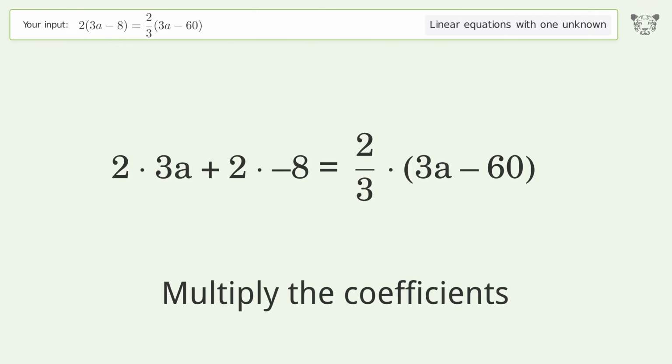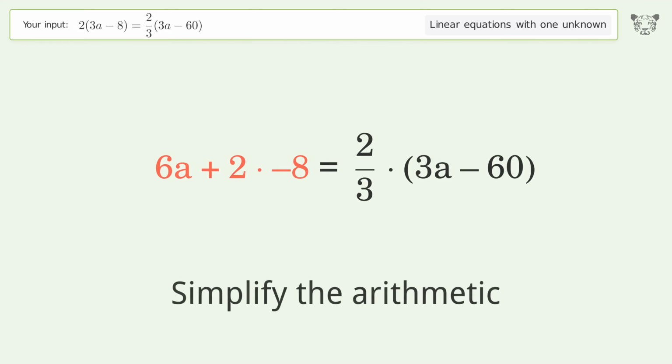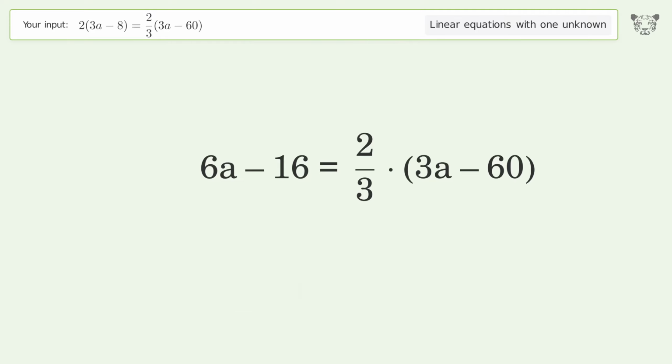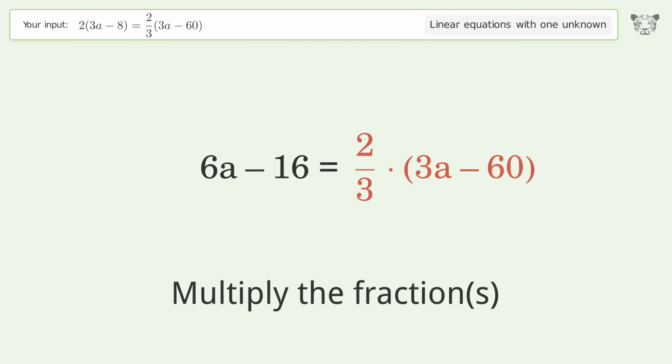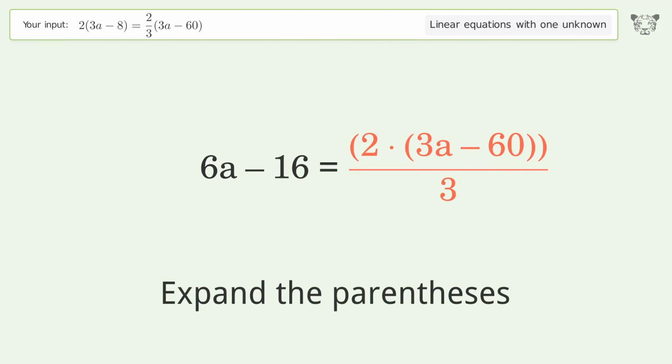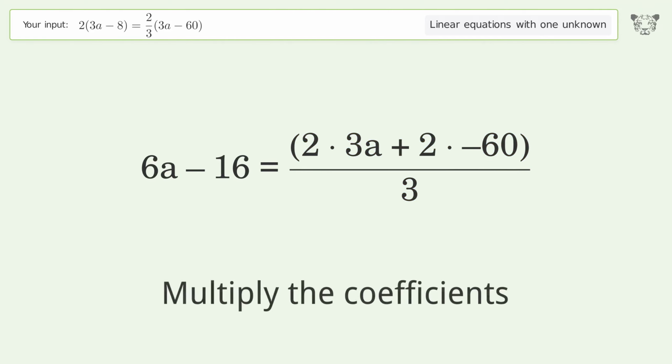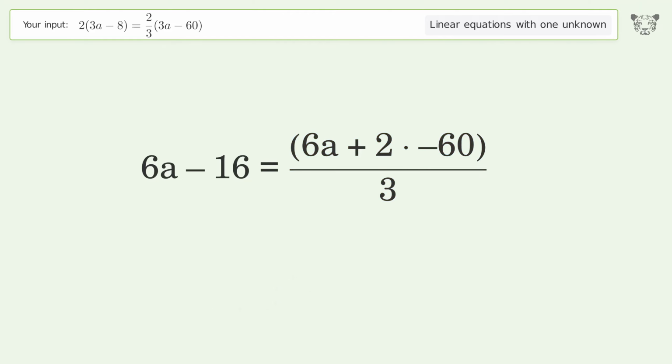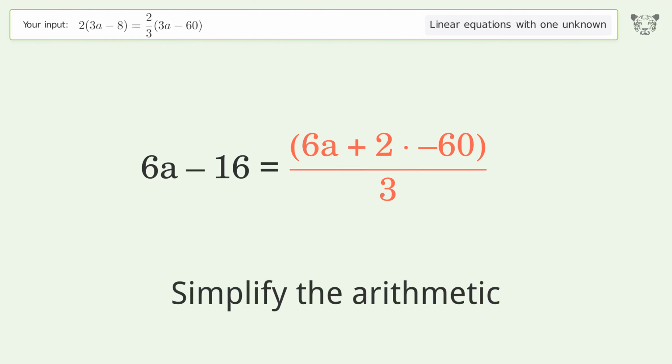Multiply the coefficients. Simplify the arithmetic. Multiply the fractions. Expand the parentheses. Multiply the coefficients. Simplify the arithmetic.